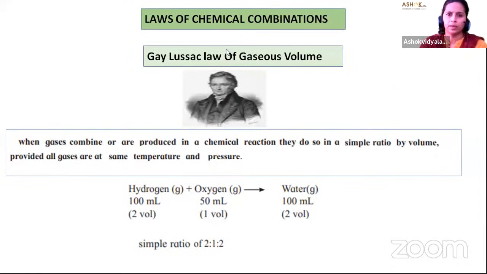See, this law we have studied is the Gay-Lussac law of gaseous volume. The example we have taken was our water molecule. When gases combine, or when they are produced in a chemical reaction, they do so in a simple ratio by volume. You can see the ratio is 2:1:2, a simple ratio. Here you are not getting 1.5 or 1.6 or 2.8, but a whole number ratio. This is what is stated by Gay-Lussac.